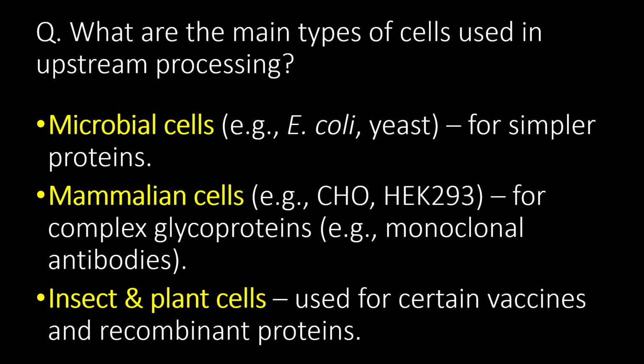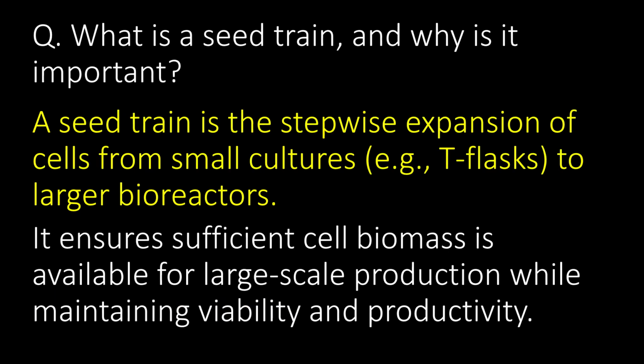What are the main types of cells used in upstream processing? Microbial cells for simpler proteins, mammalian cells for complex glycoproteins, and insect and plant cells used for certain vaccines and recombinant proteins.